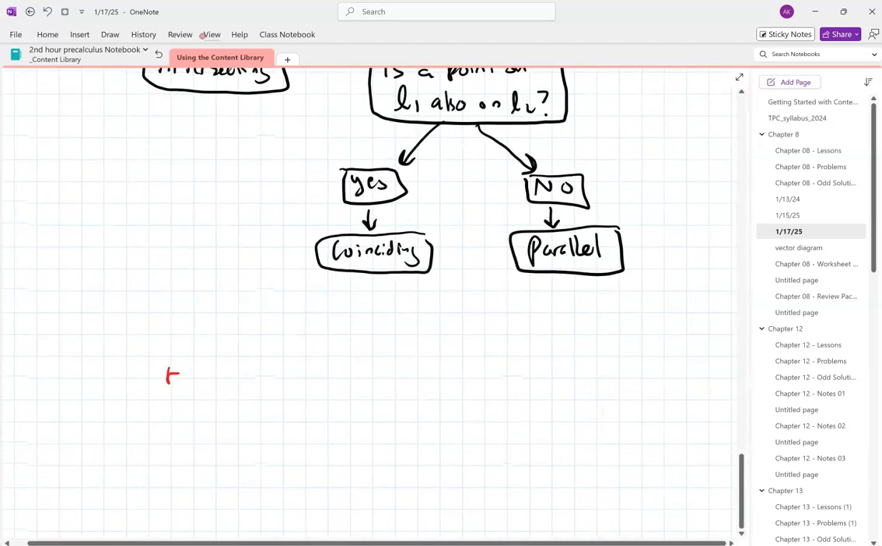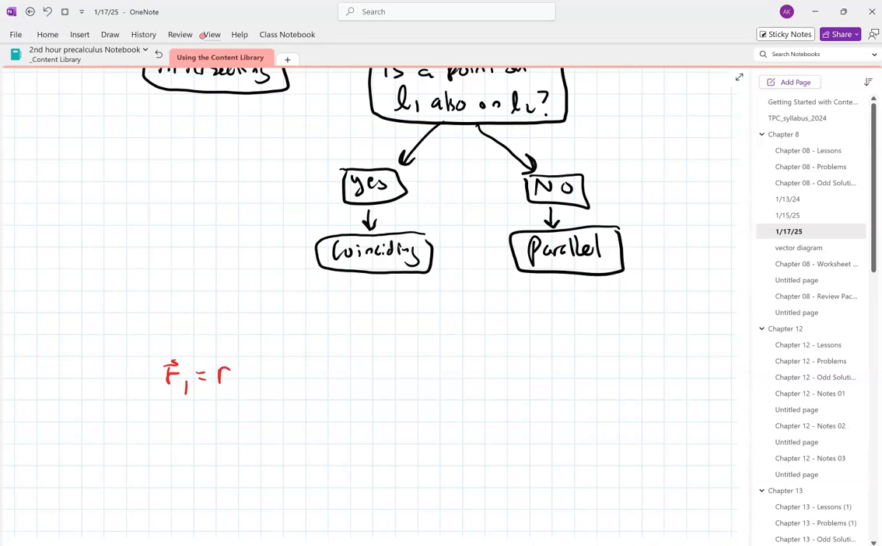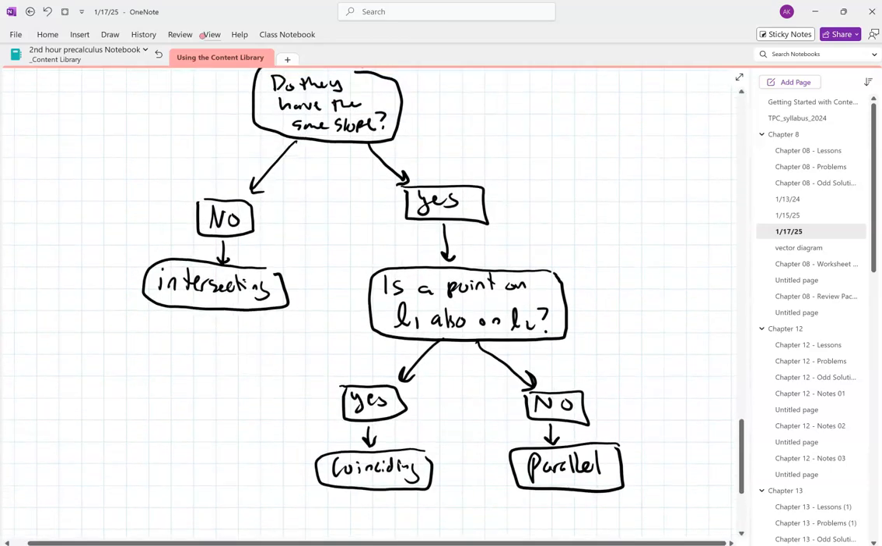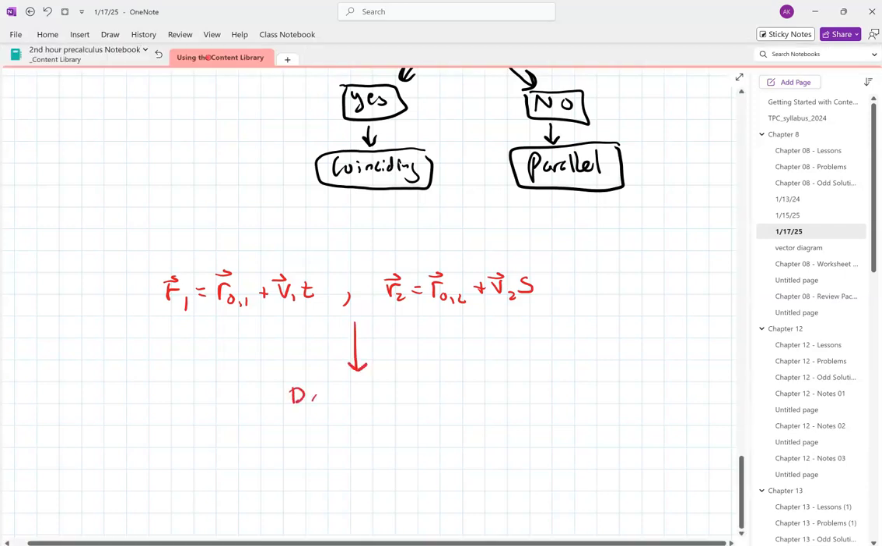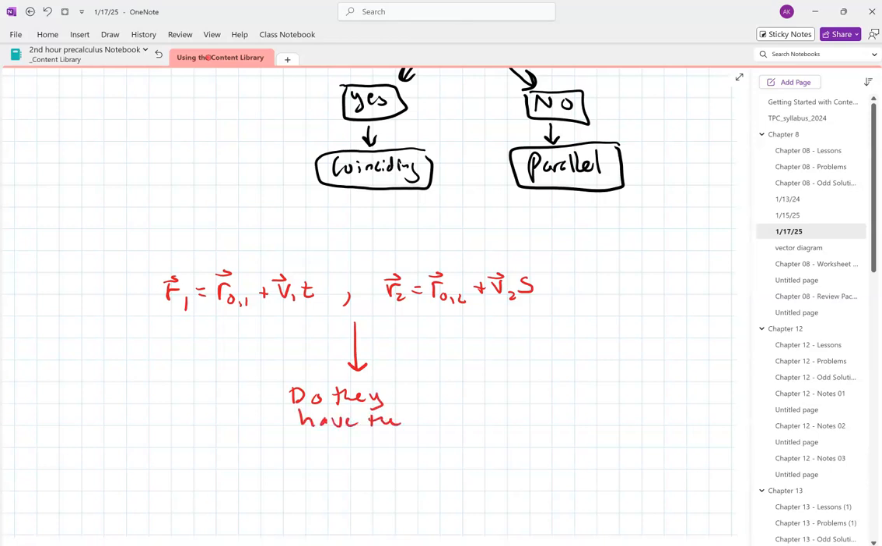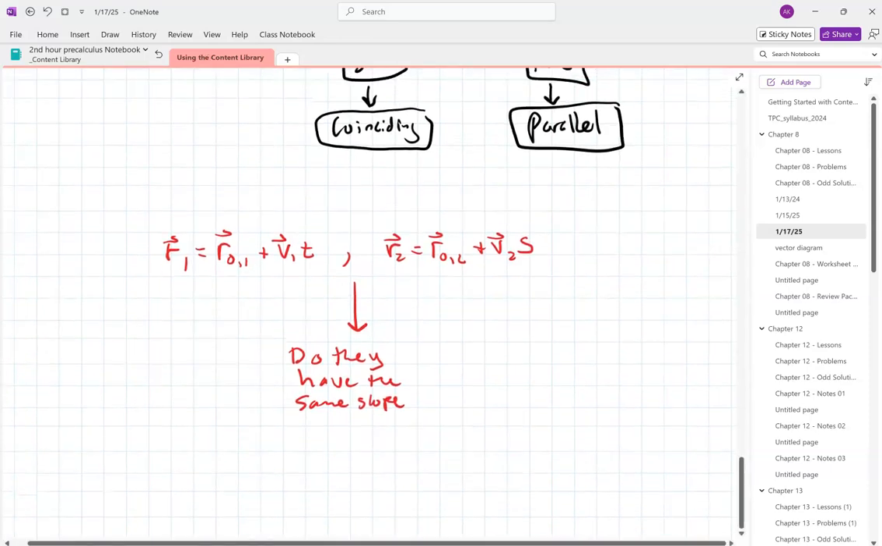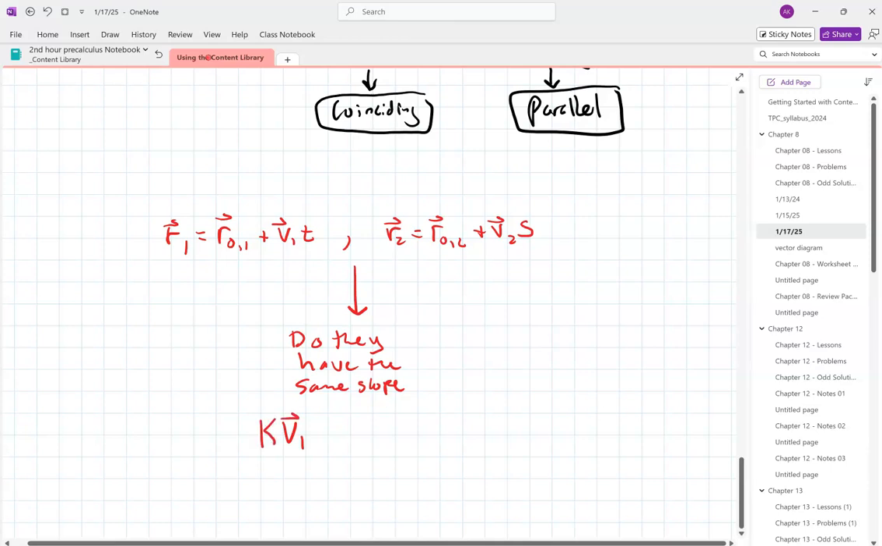Okay. So let's say I have R1 equal to R01 plus V1t, and then R2 equal to R02 plus V2, and then I'll use a different letter, I'll use S. So these are my two vector equations for lines. The first thing I want to do is check to see if they have the same slope. So what I want to do is see, is K times V1 equal to V2?